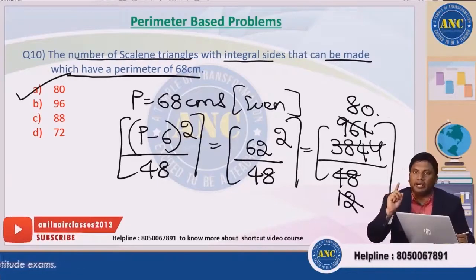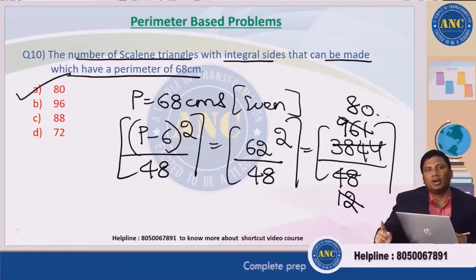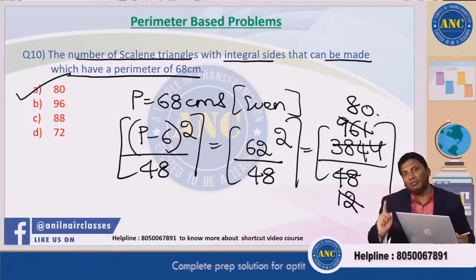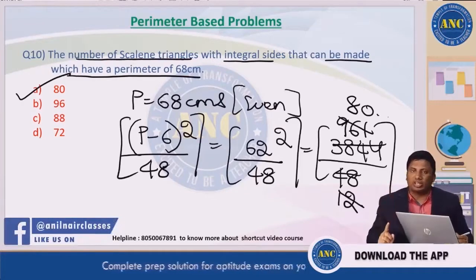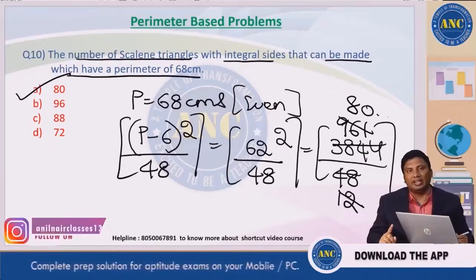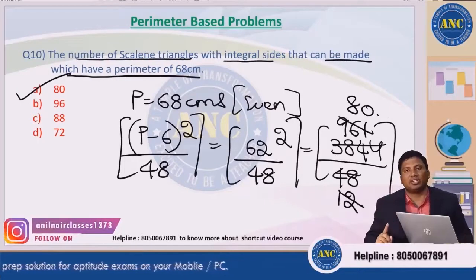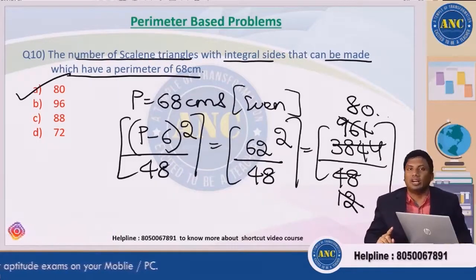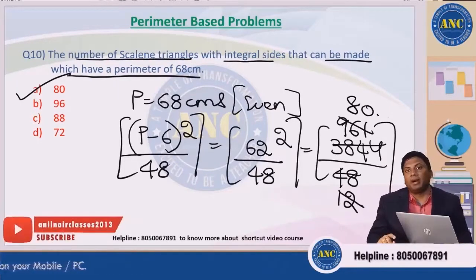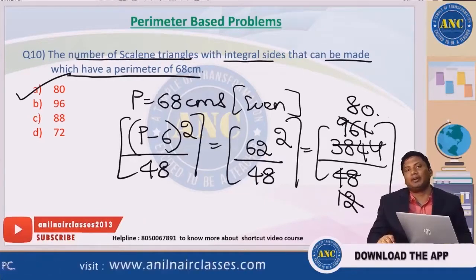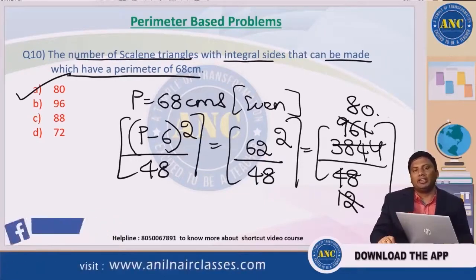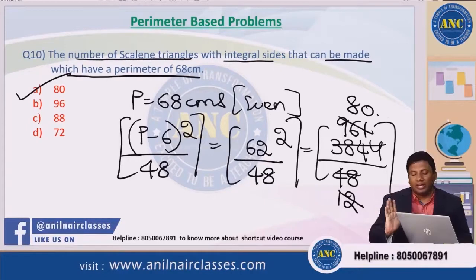If the perimeter is an even number, the number of scalene triangles that can be formed is (P minus 6) whole square by 48, nearest integer function. If the perimeter is an odd number, then it will be (P minus 3) whole square divided by 48. I hope the idea is clear.